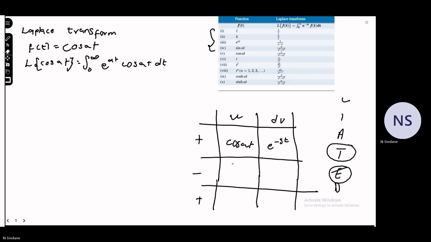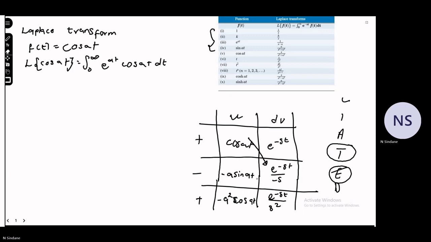When we differentiate this, it is going to give us negative a sine of at, right? And then differentiate it one more time, it is going to give us negative a squared cos of at, right? And then integrate this, it is going to give us e to the power minus st over negative s. Integrate it for the second time, it's going to give us e to the power minus st over s squared, right? We can't go further because we're not going to have a 0 here.